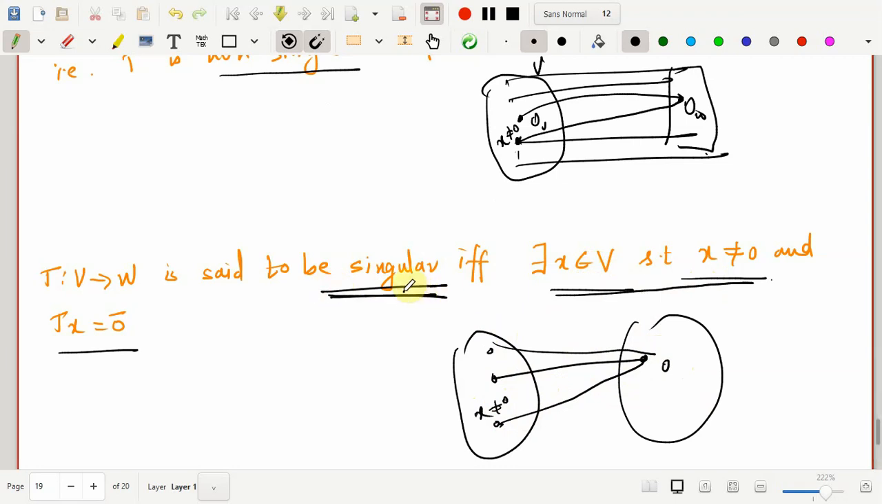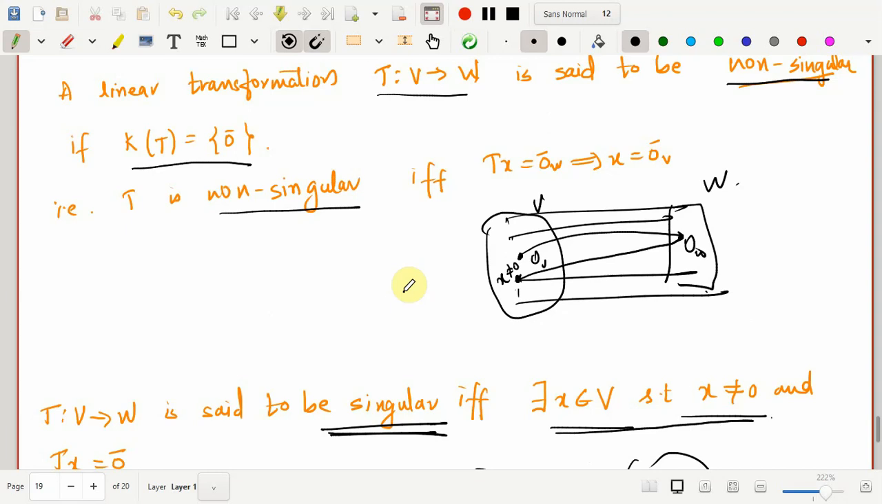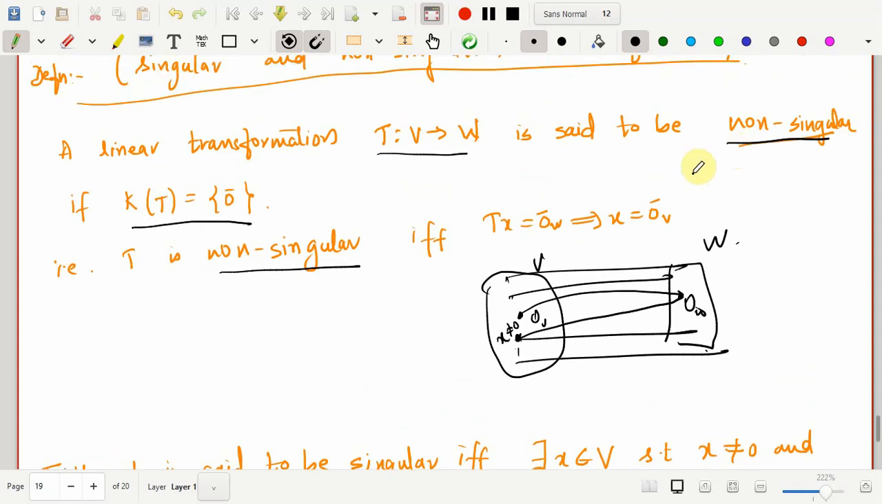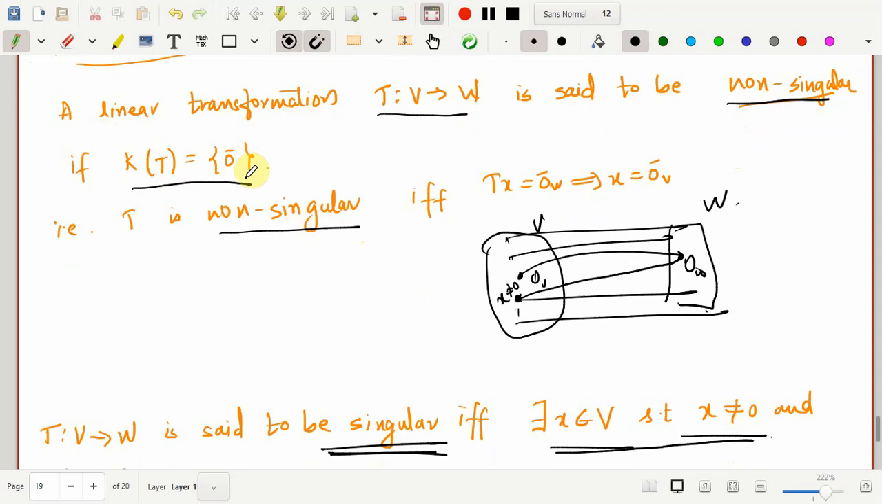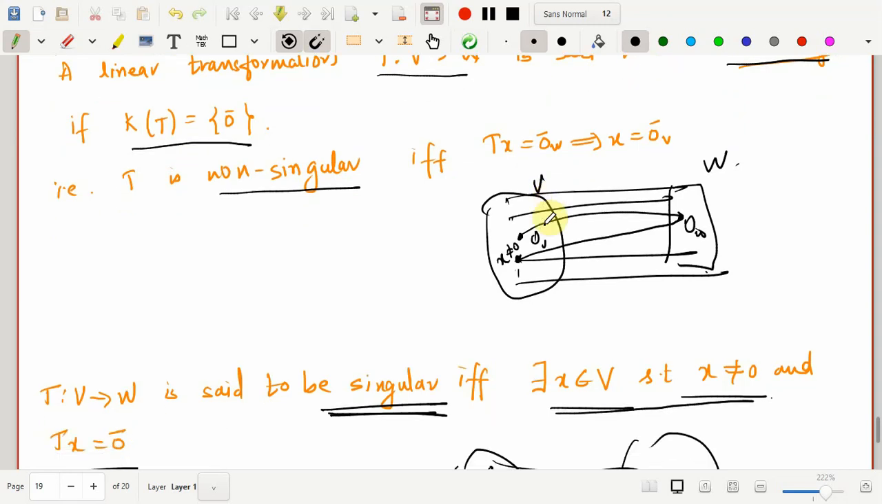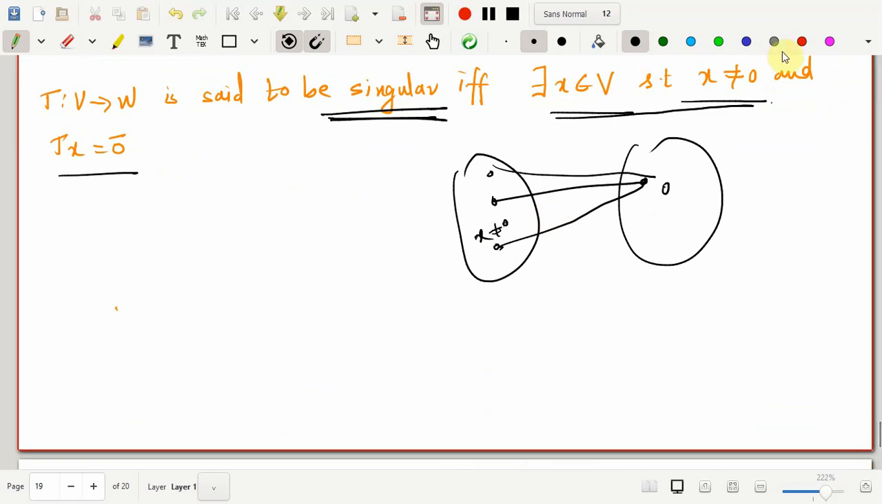Most of the time students get confused with these two definitions, non-singular and singular. So just remember this: non-singular implies that the kernel of T is equal to the singleton zero set. And by the earlier observation you must know that a linear transformation is 1-1 if and only if the kernel of T is the singleton 0. That is equivalent to saying that T is a 1-1 map. So non-singularity is equivalent to injectivity. Therefore you can make one observation here.